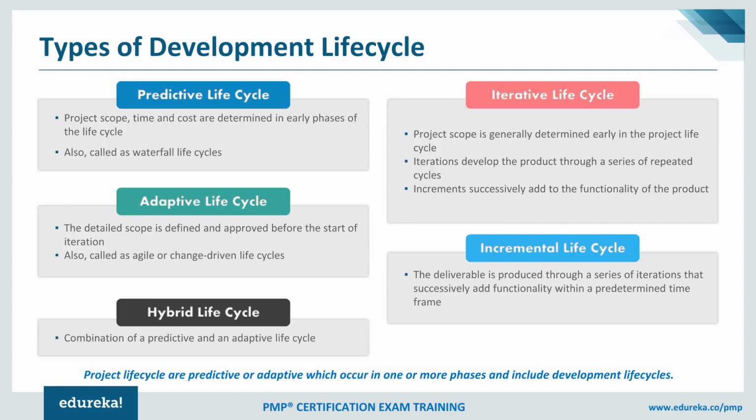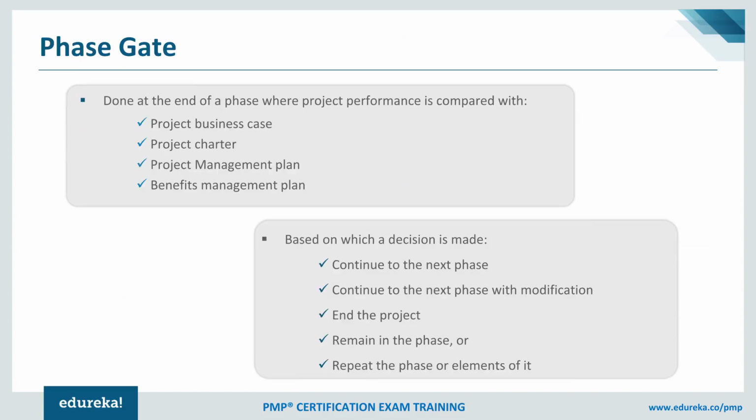If you see the predictive life cycle, if you just remove that at this point in time, then the rest of this life cycle you'll find we definitely use in an agile way. Adaptive, hybrid, incremental, iterative, and some part of predictive also we use, as I mentioned, especially when we work in a hybrid way. So this is about the development life cycles. Now we're moving to the next topic, which is about phase gate.